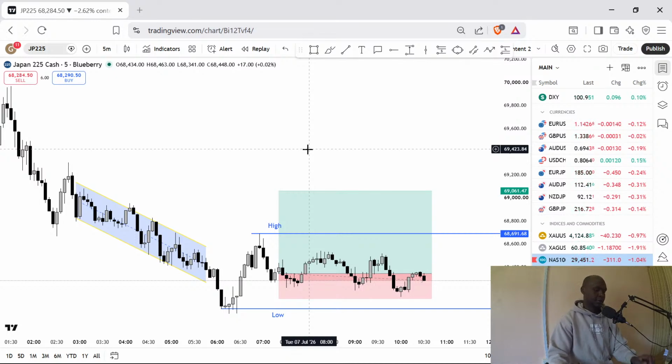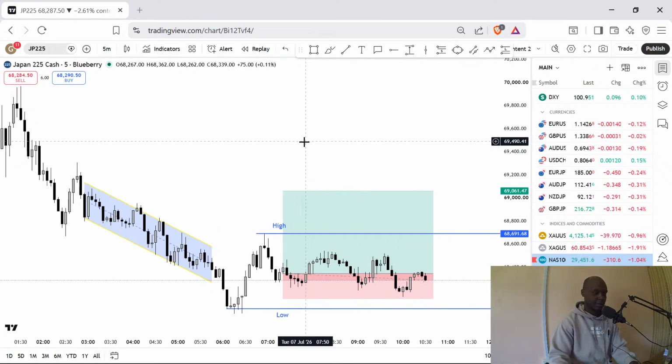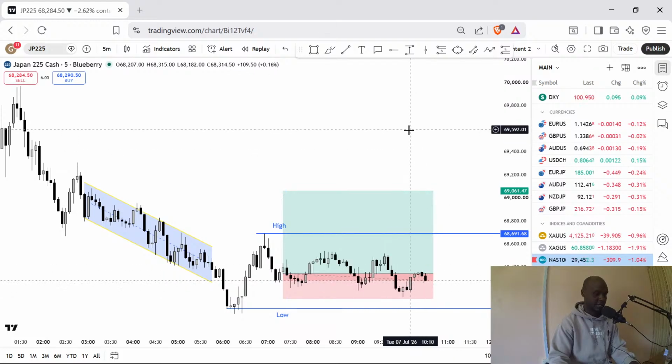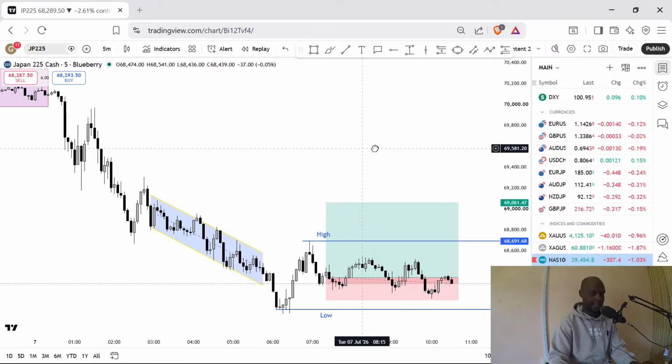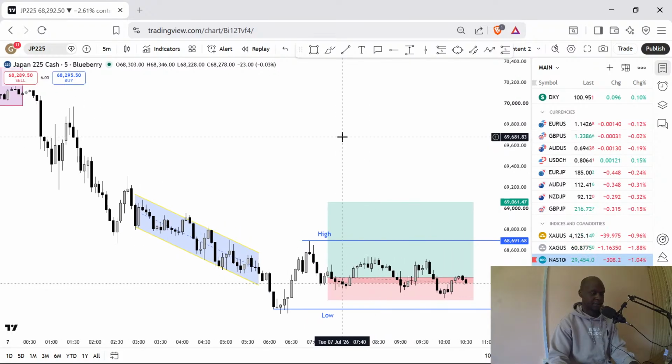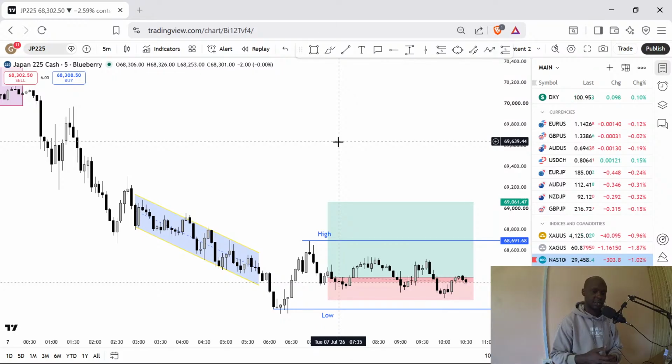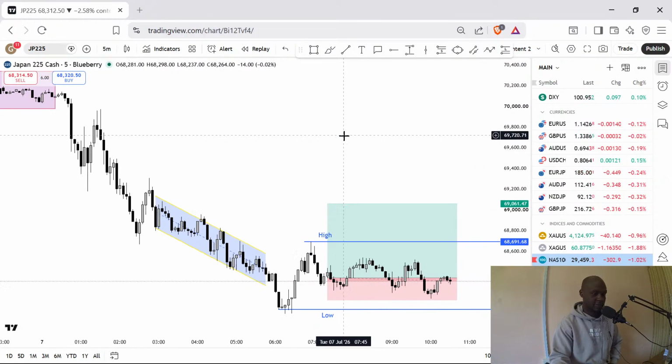So for those joining the live stream, slightly in drawdown on this JP225 long entry. This is the only pair that I had on watch. This is the only trade that I've been able to take today, especially during the London session, and it will probably be the only trade that I'm going to take today, seeing how price is developing on other pairs.